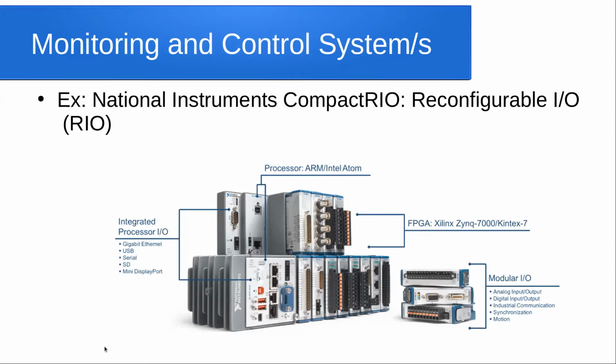For instance, in this National Instruments Compact Rio, we have an integrated processor IO. Basically, it is accepting gigabit Ethernet, USB, serial, SD, mini display ports as its inputs, and then there is a processor interface which could be connected to the processor board. Then it has FPGA boards as well, a Xilinx board, specifically a Zynq 7000. Then it also has modular IO corresponding to various traditional or legacy signals that could be processed by this Rio.